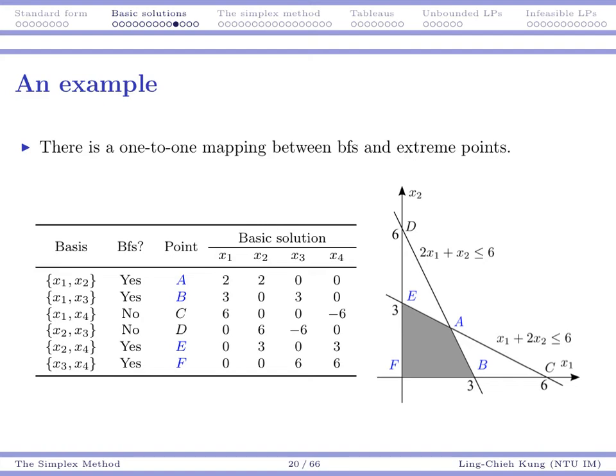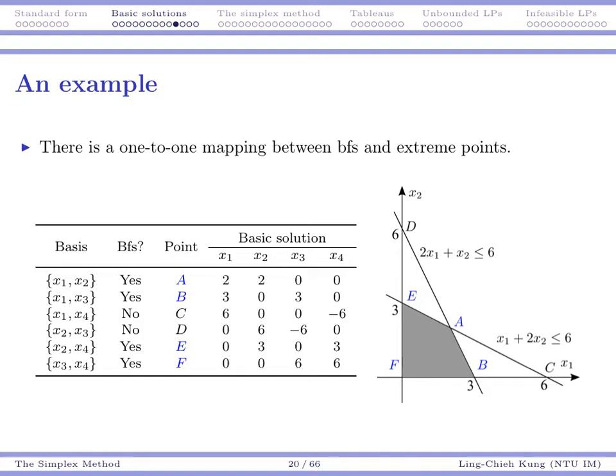That's very good. Even though we cannot prove theorem 1, because it requires a much more advanced course, getting an intuition is very easy. This is the feasible region of our original linear program with two inequality constraints. After we put them into equality form, we get four variables: two original variables, x1 and x2, and two slack variables, x3 and x4. So that's why we have six bases and four basic feasible solutions.